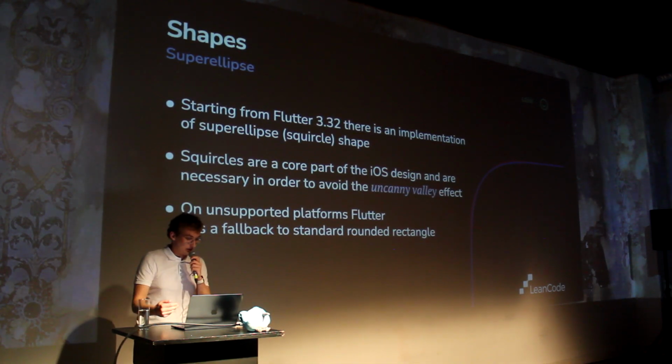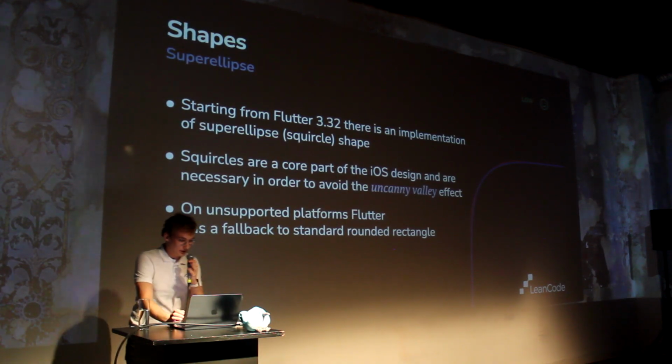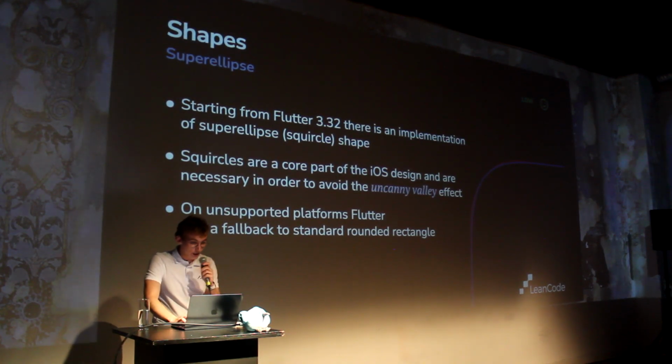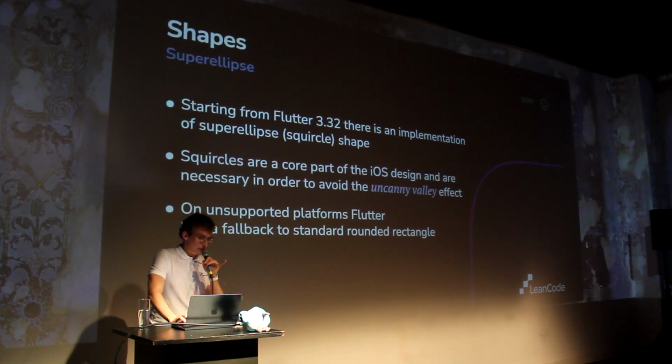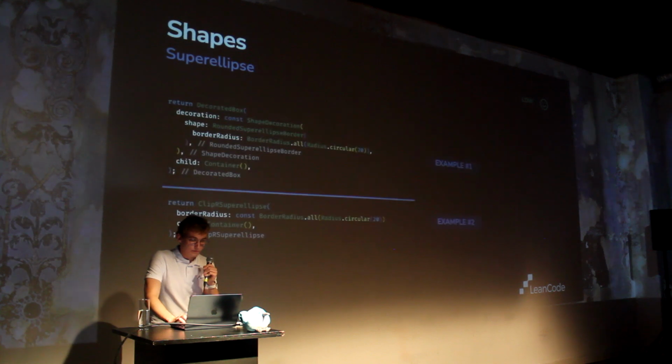Sphericals are a core part of the iOS design philosophy, and without them, your app feels like it was bought on a Chinese marketplace with cheap novels. And for Flutter 3.32, super-ellipses are supported on iOS and Android. And on other platforms it has a fallback.